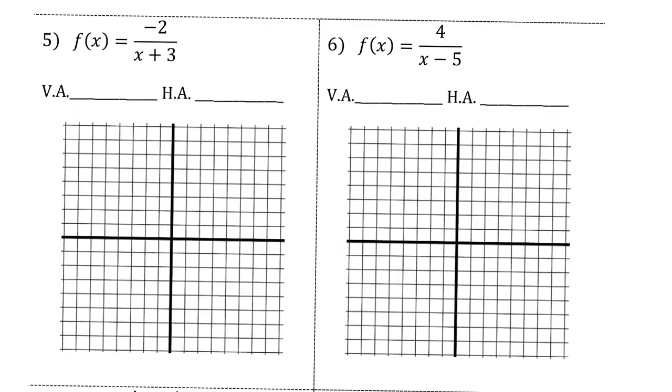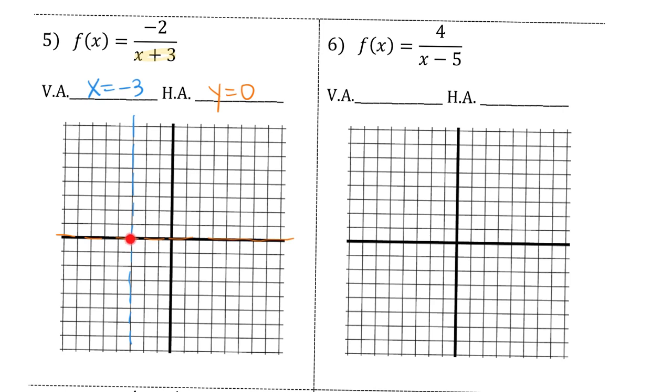Okay, for number 5, where's my vertical asymptote? X equals negative 3, because that would make the denominator 0. There's no vertical shift, so your horizontal asymptote is at y equals 0. I need to plug in a point on either side of the asymptotes, or I can use the fact that this is a negative 2. I'm going to show you how to do that, and then I'm also going to plug it in.